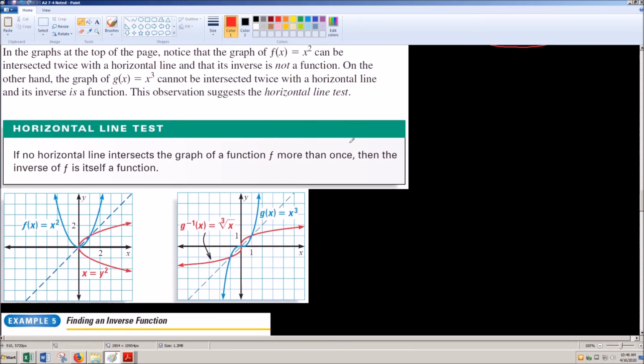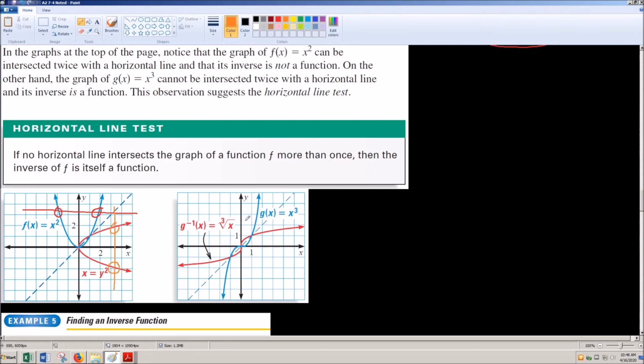So here's where we actually define what our horizontal line test is, which is that no horizontal line intersects the graph of a function more than once. So just like our vertical line test, but now horizontally. Then we're able to say the inverse of that function is itself a function. So over here, if I wanted to run a line through like that, I intersect here and here. That does not pass the horizontal line test. Therefore, it will not pass the vertical line test. And we see that here.